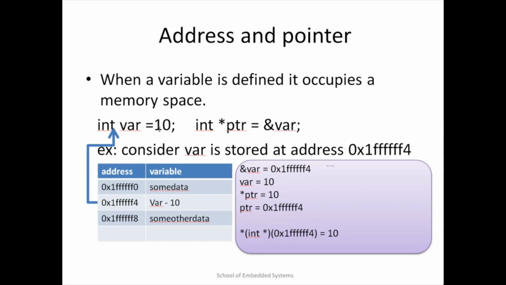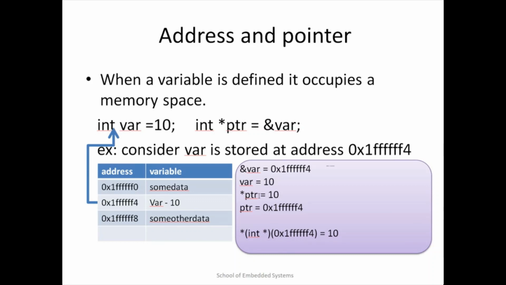Consider a variable int var equal to 10. And this is a memory footprint which I am trying to depict here. And these are the addresses. These are the physical addresses, not fixed. Consider the variable is stored at this address. There is some data above, some other data below. Variable is stored here. So when we do AND of var here, it will give the address in which this variable is residing. That is this. So AND of var is this, and the variable is 10.